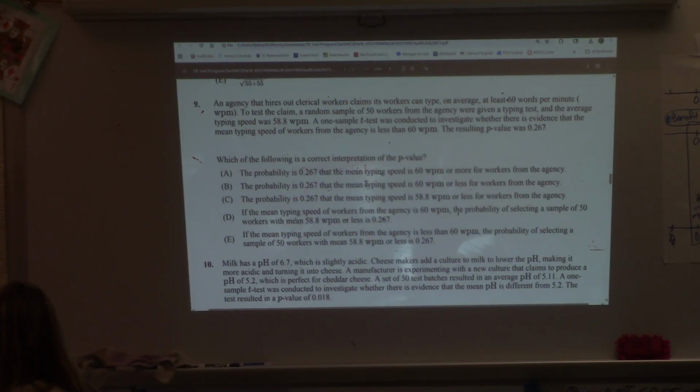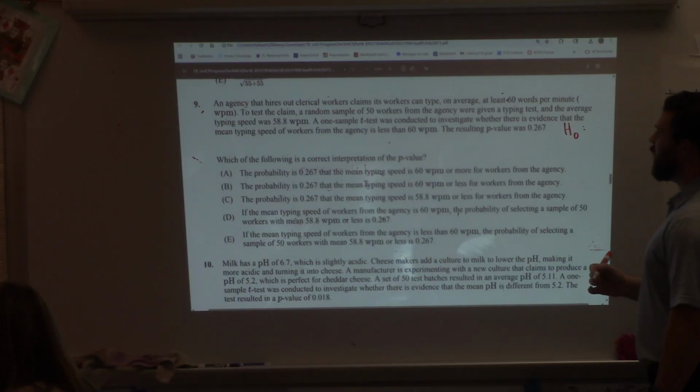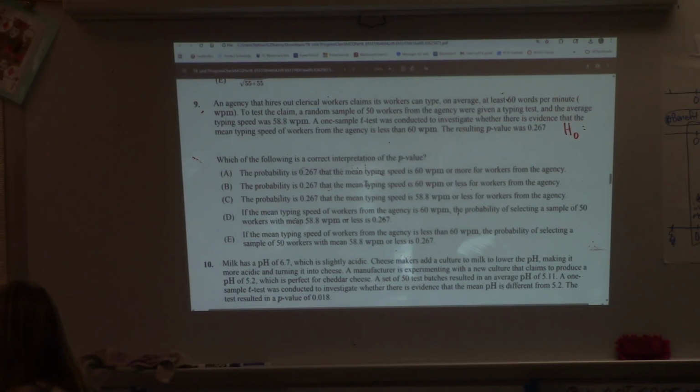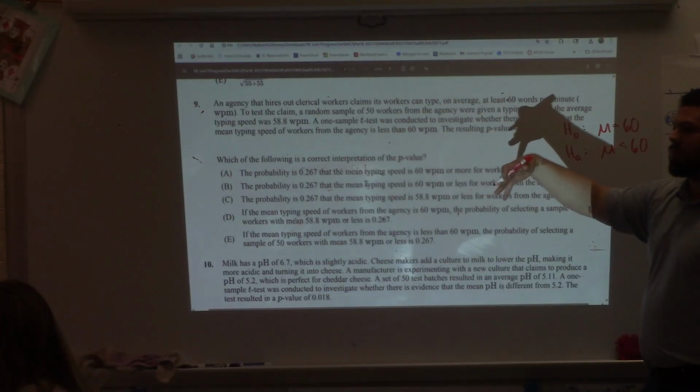Before we get into the interpretation, I want to talk about a couple of things. Just big idea, what's the null hypothesis? When I read hypothesis test, I think null right away. The null hypothesis is mu equals 60. Technically they say 60 or more, but what we want to look at is the alternative that mu is actually less than 60. Notice we should know it's less than because our value is 58.8. It is less than, right?